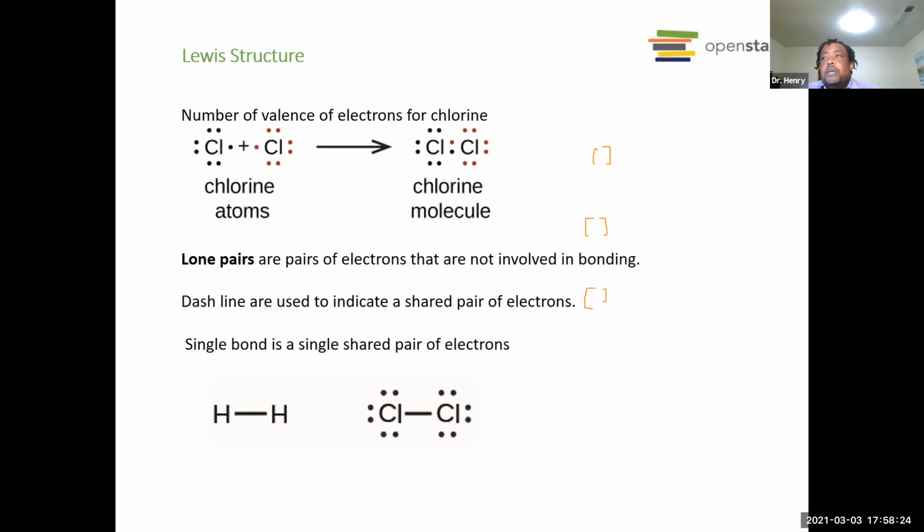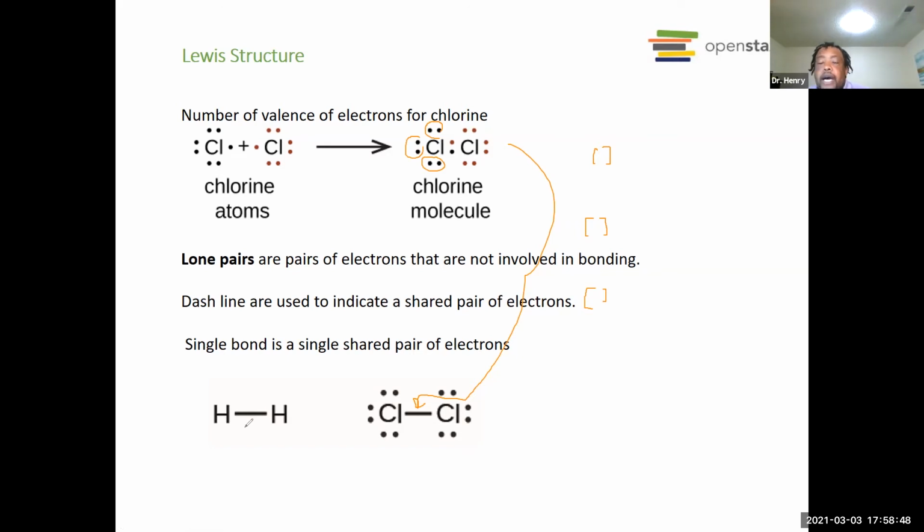Okay? The electrons here that are just around the chlorine, these guys are called lone pairs. Okay? This pair is going to be shared, so we'll often draw it like this, with a single line between it representing that bond, that single bond.